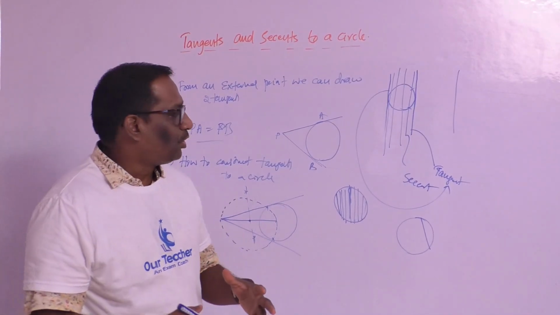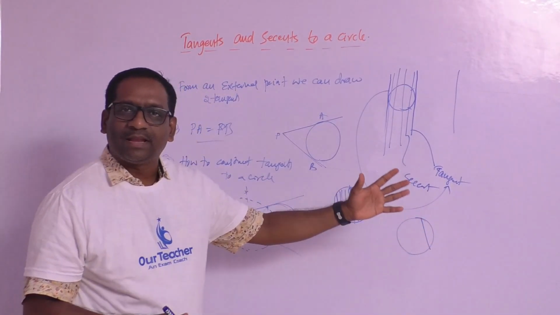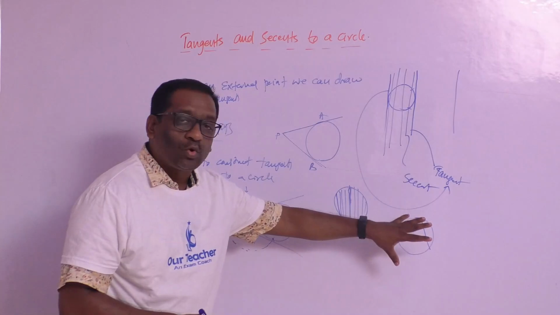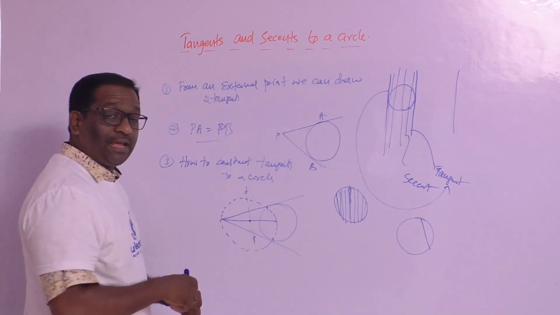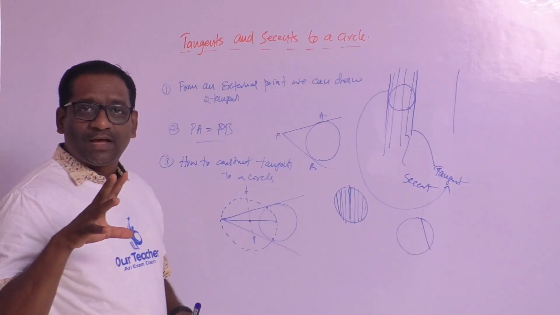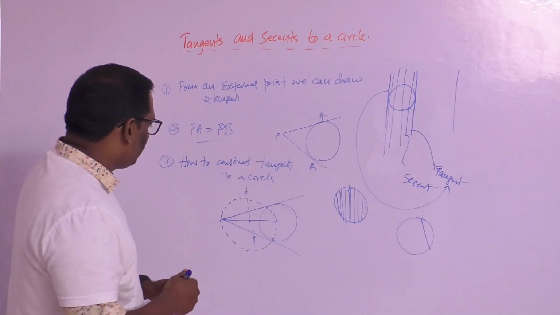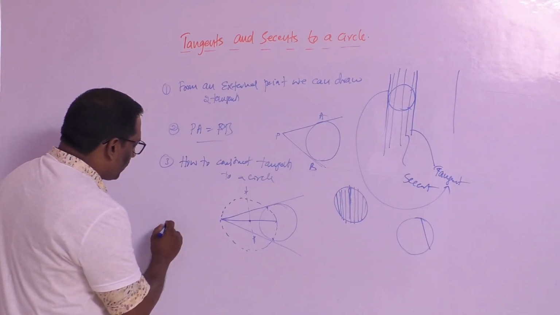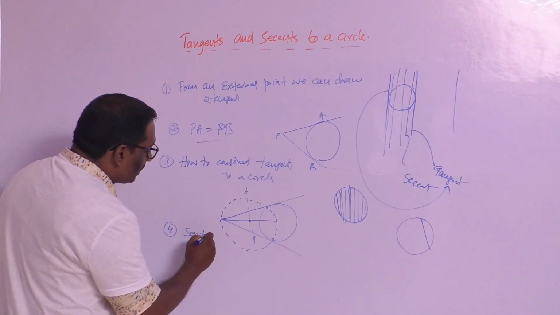And we already discussed the segment, the major segment and minor segment. Now how to find the area of the sector and the length of the arc of the sector, we will see. The fourth point is about sectors, which we will discuss.